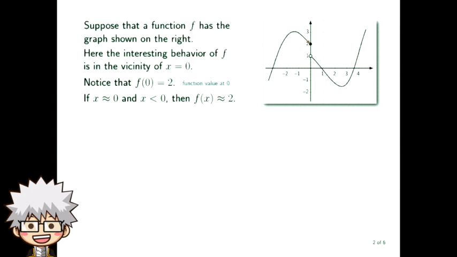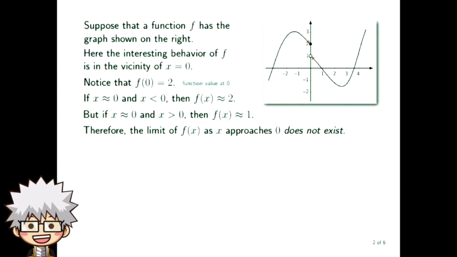to 2. But if x is close to and greater than 0, then f of x is close to 1. In fact, the closer x is to 0, while being greater than 0, the closer f of x is to 1. Therefore, there is no number that can serve as the limit of f of x as x approaches 0. That is, the limit does not exist.